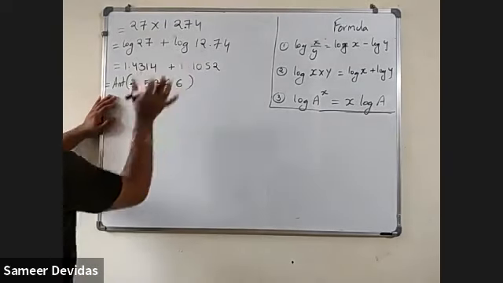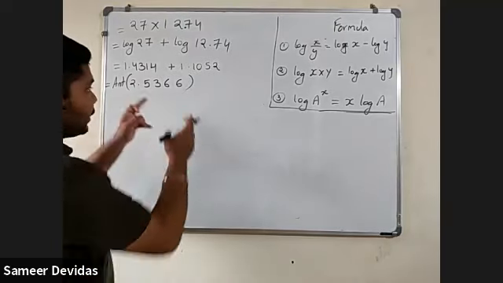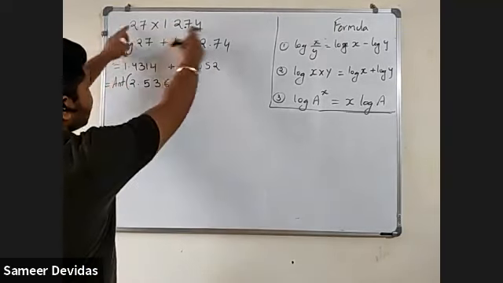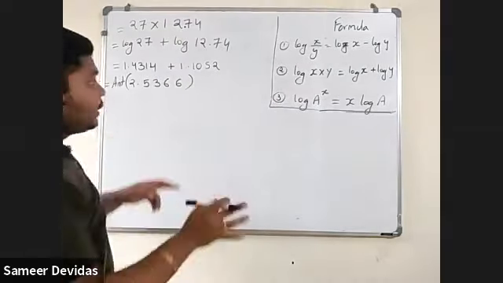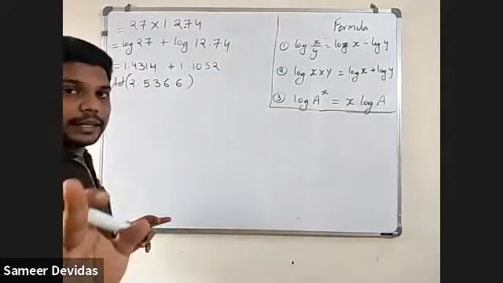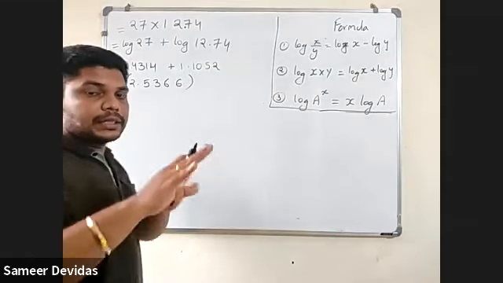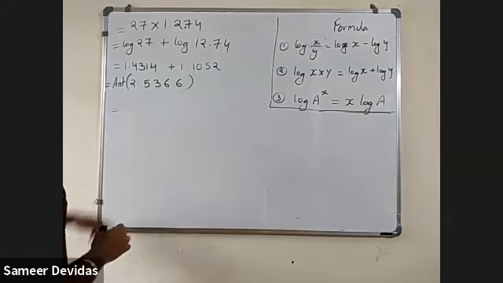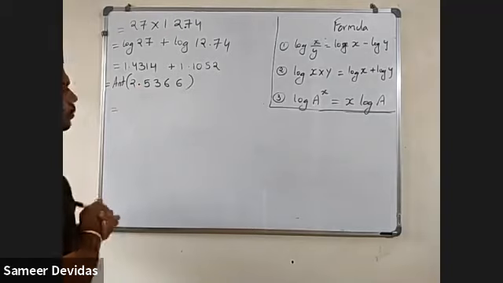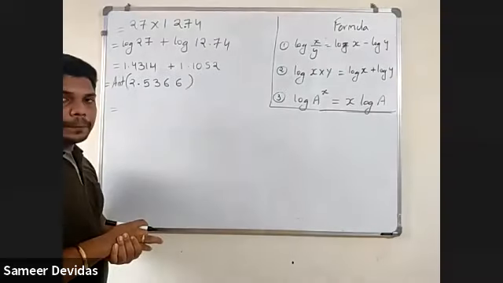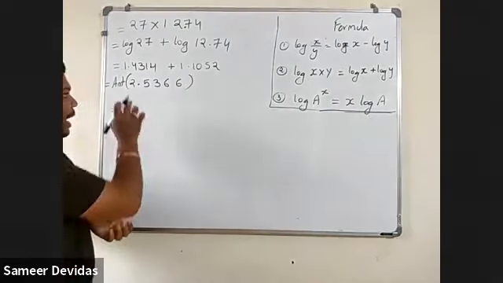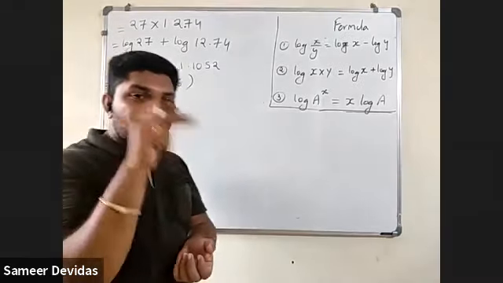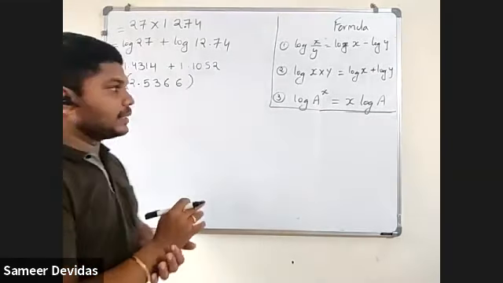Now how to find the anti-log of a particular number? Anti-log is only for the final answer, so there is no multiplication, no division, nothing. Now, can you see the decimal? Which number can you see before the decimal? 2. So identify which number is there before the decimal.